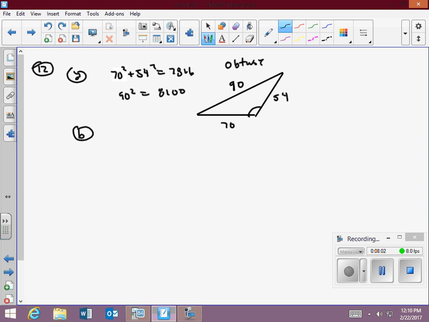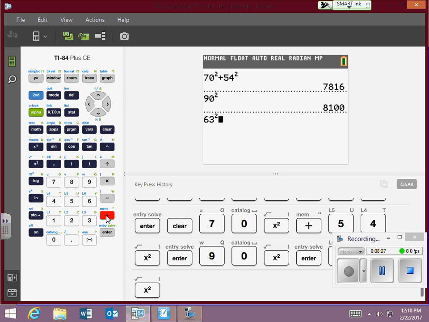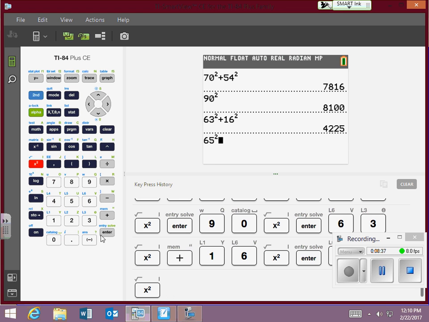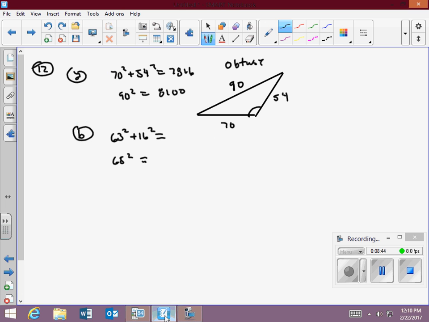So B, and then 65 squared. Now that one's a right triangle because they're equal. This is a right triangle.